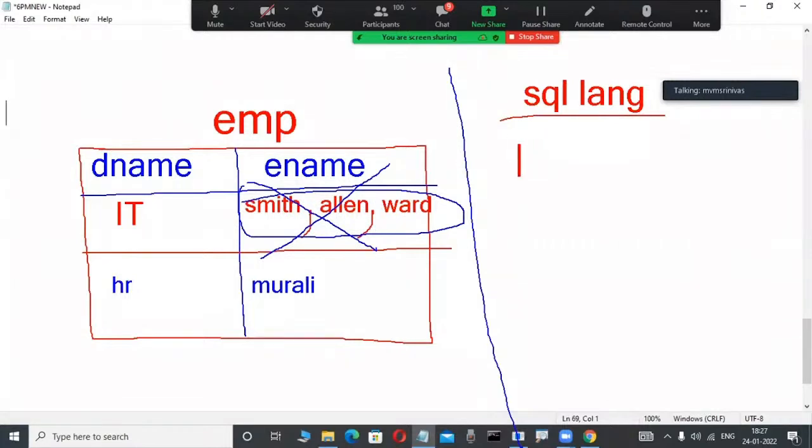This is the reason. What is the reason? Suppose in SQL, a non-procedural language, some commands are there: update, delete, select, insert. Suppose I take update only. So now I'm using the update command in SQL.